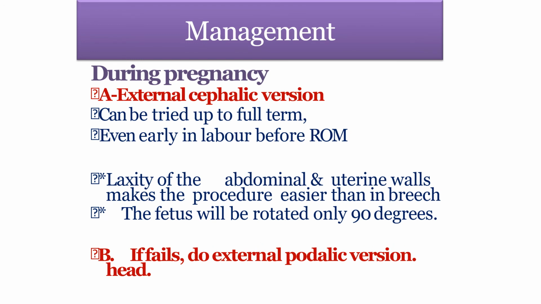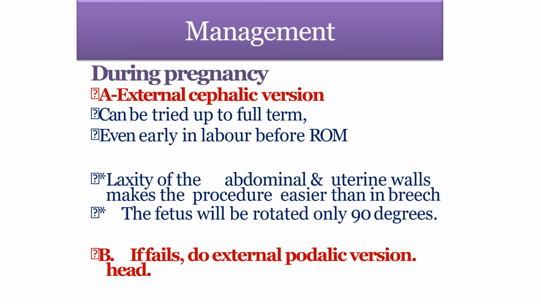During the pregnancy, you can try for external cephalic version. And even at full term also you can try for the cephalic version. Even early in labor, before the rupture of the membranes, you can try for the version. And if abdominal muscles are lax or if uterine muscles are weak, the version will be easier for you. And the fetus will be rotated only through a 90-degree angle, so it will be easy to do the version compared with the breech presentation.